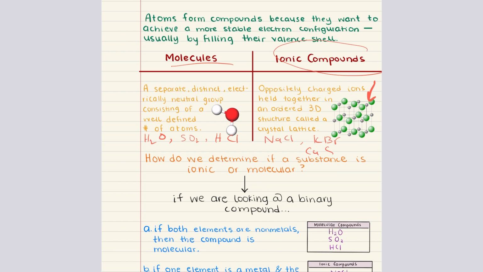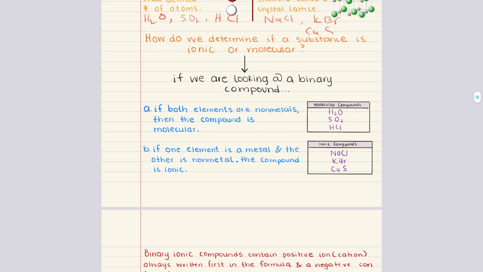Now, to determine whether a substance is ionic or molecular, we can use a simple rule when we're looking at binary compounds. Binary compounds are compounds that are just made of two elements. If both elements are nonmetals, then the compound is molecular because nonmetals tend to share electrons rather than transfer them. Water is a great example. Hydrogen and oxygen are both nonmetals, so they form covalent bonds.